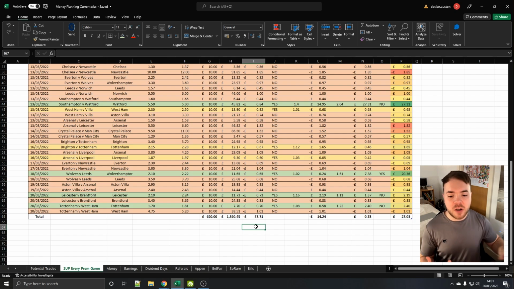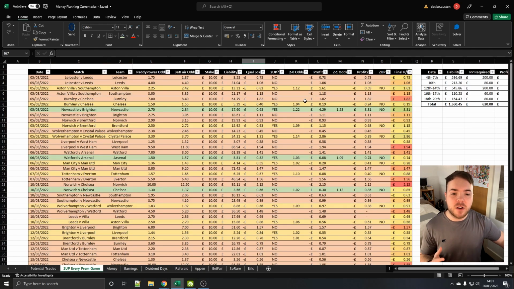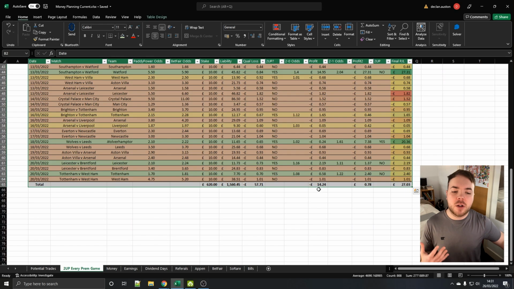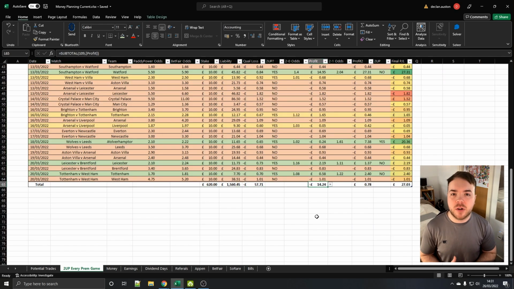the month. But as you can see, if we look at this first column here, which is when a team's just gone 2-0 up, if we'd have cashed out at that point for every single game where a team went 2-0 up, you can see we would have lost £14.24. So it's not a huge loss based on the amount you've put into it, but it is still a loss at the end of the day, so that's not ideal.